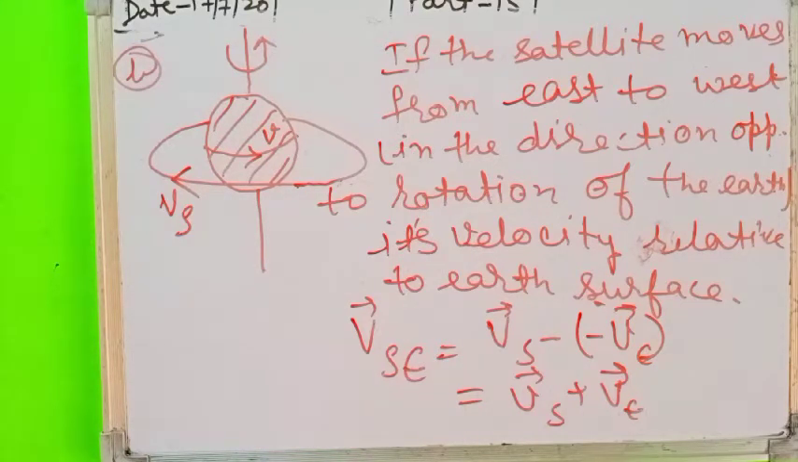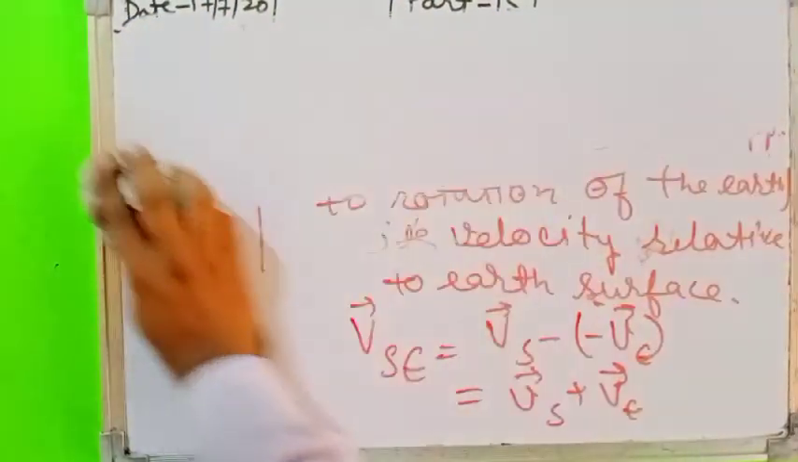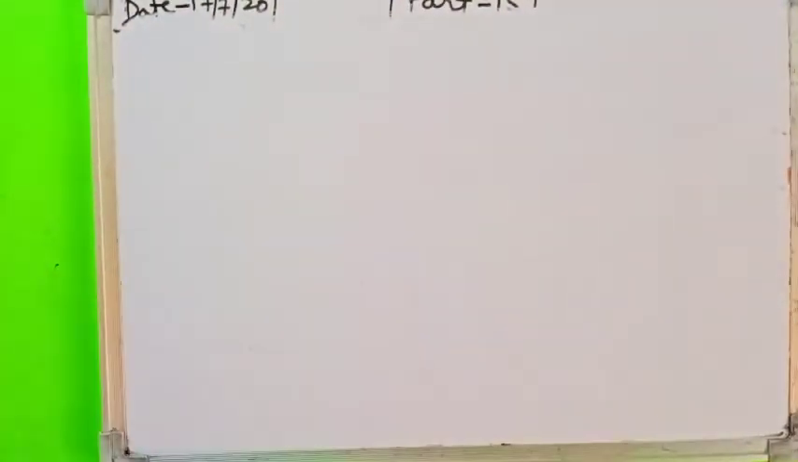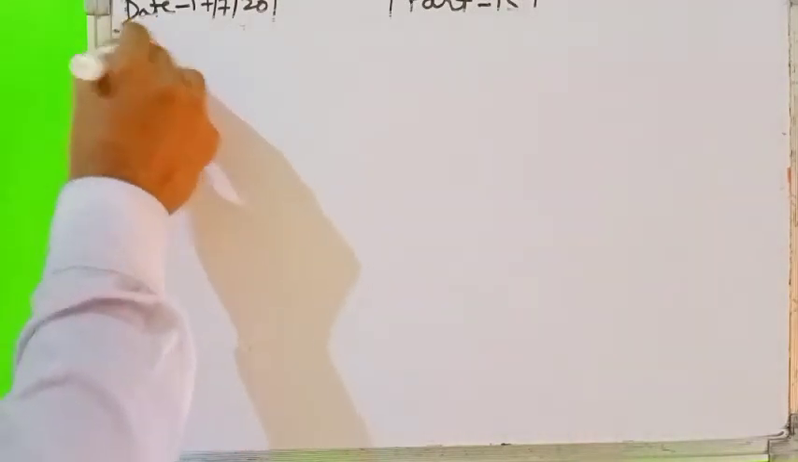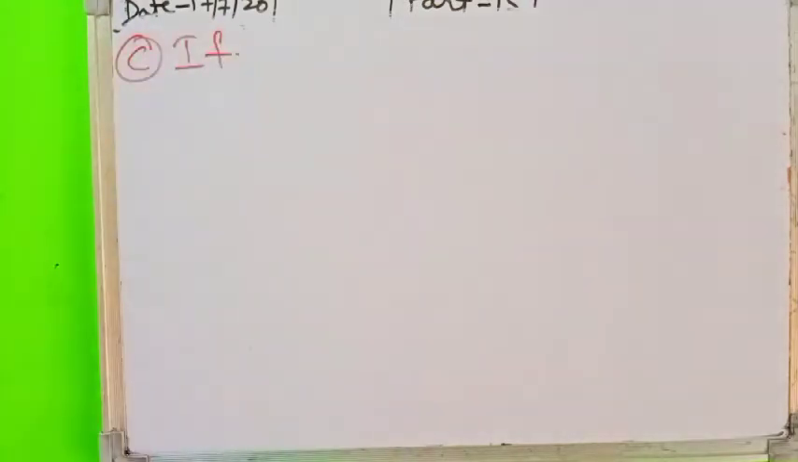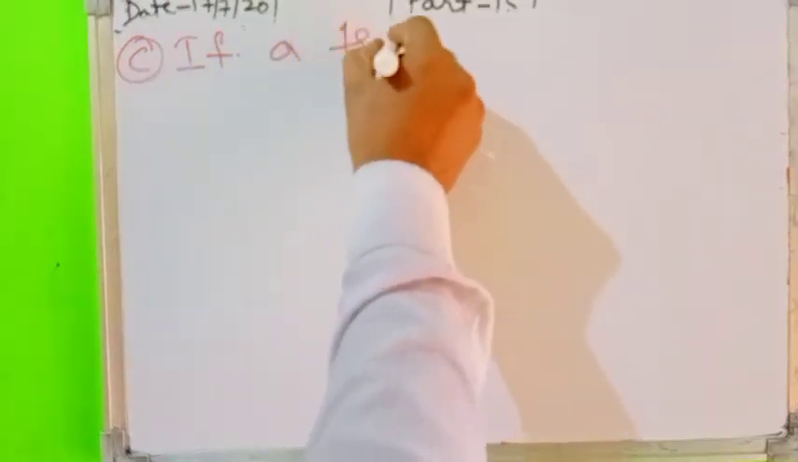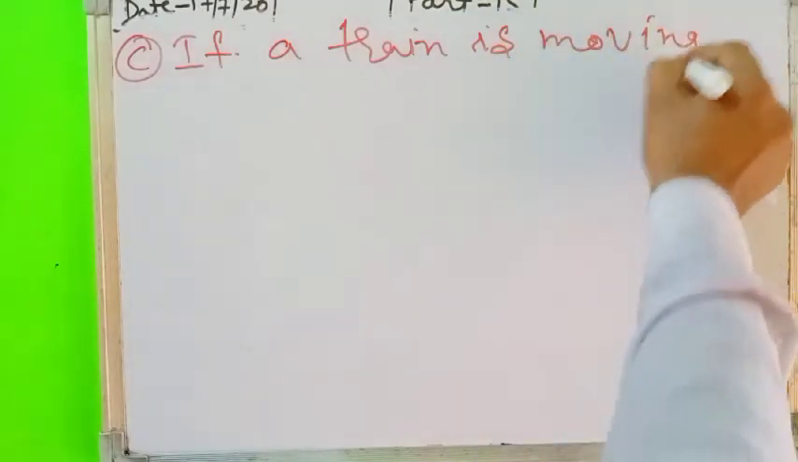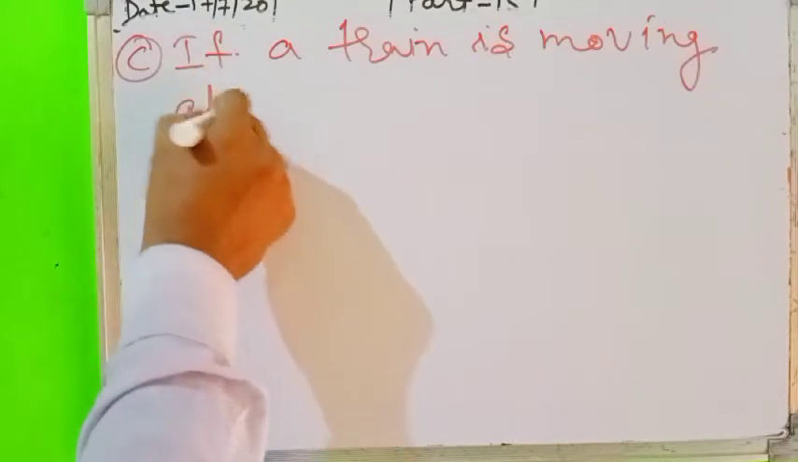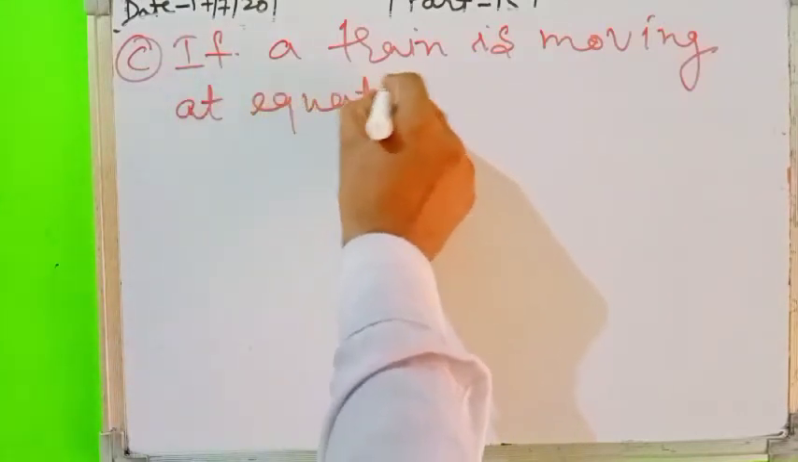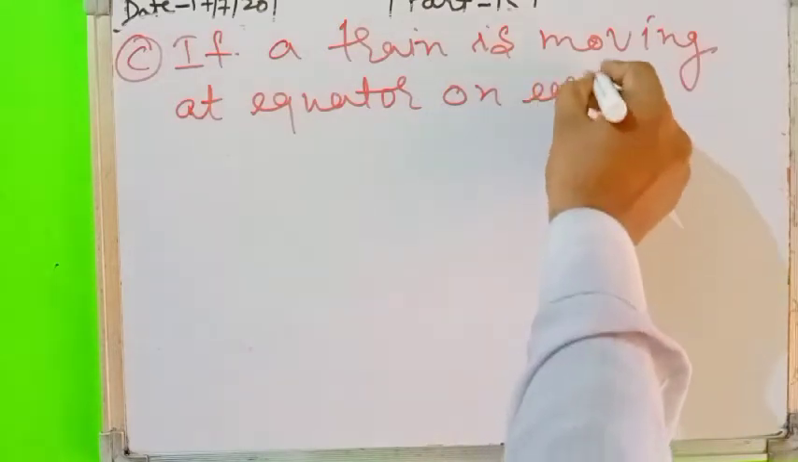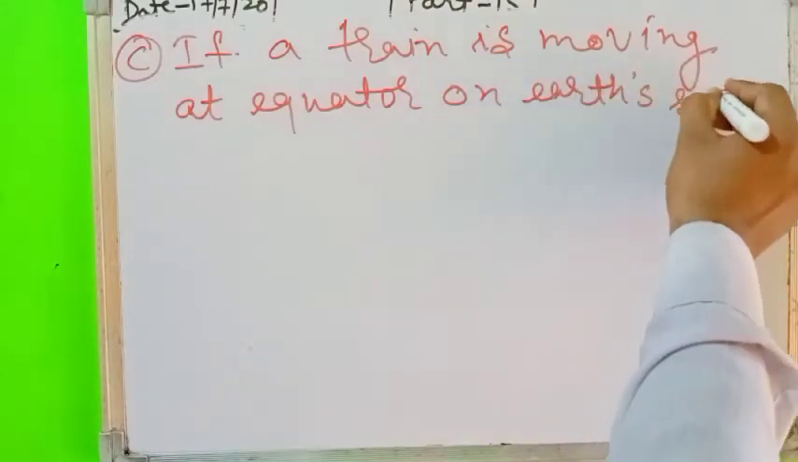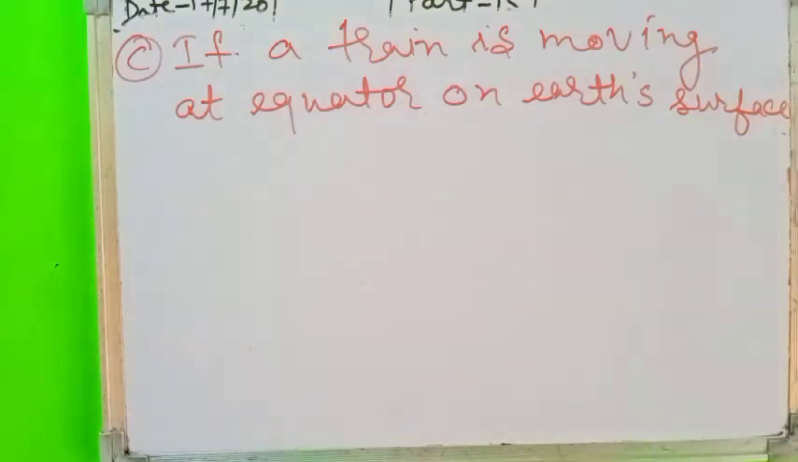Now, the next thing, the third example. If a train is moving at the equator on the Earth's surface.